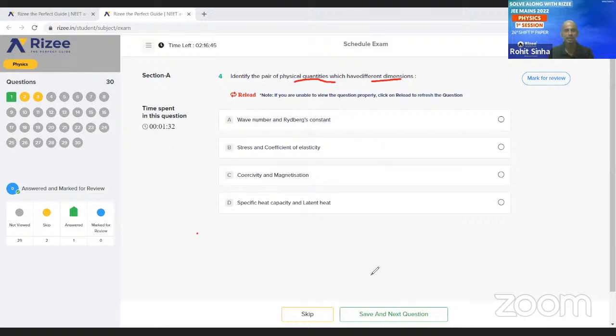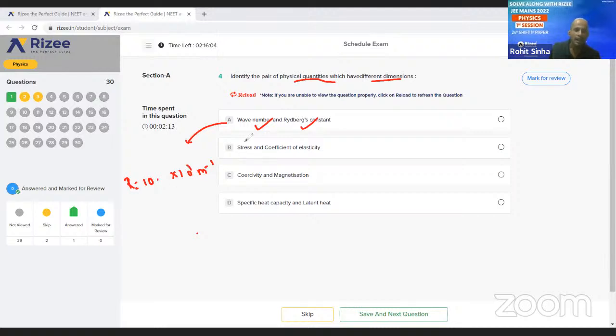Now let us discuss. First of all, we should check here. It is asked which has a different dimension: wave number and the Rydberg constant. How can you remember this? For this type of question, you should do it like this. You know the Rydberg constant; it has a value of 10 point something, 10 to the power 7, meter inverse. Remember that?